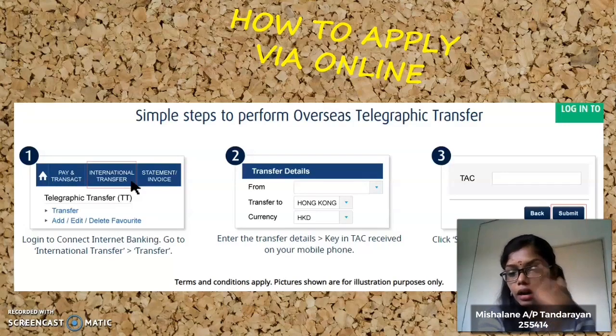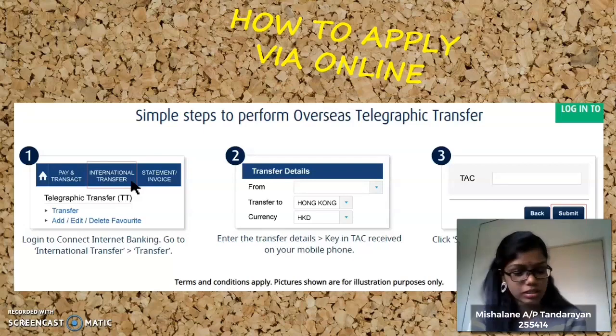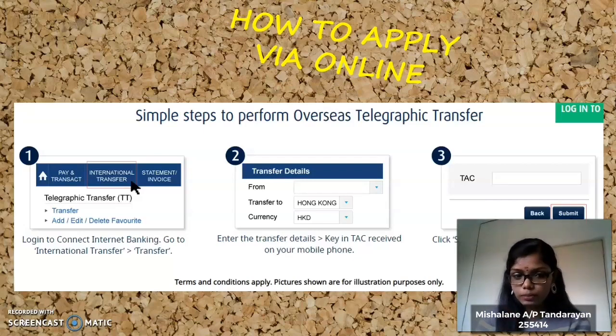There will be an option, so you have to click the option international transfer, then you click transfer. As shown in the first step, under international transfer, there will be shown telegraph transfer TT. Below that, there will be transfer. Another option is add, edit, delete, favorite. So you have to click transfer.